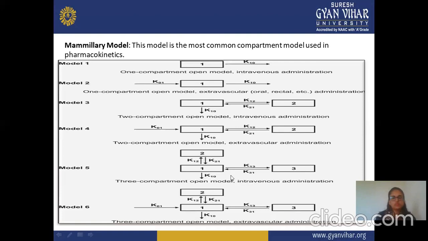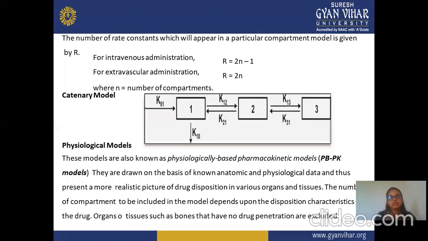So these are the six mammillary models. You can easily study these models according to the compartment: single compartment, two compartment, or three compartment. And in this, the number of rate constants which will appear in a particular compartment model is, for intravenous administration, R is equal to n minus 1. This is the equation for when you administer the drug intravenously. And for extravascular administration, R is equal to 2n, means other than intravenous, or when it is administered extravascularly. And these are the two equations where n is the number of compartments. So n tells you how many compartments are present in your particular model.